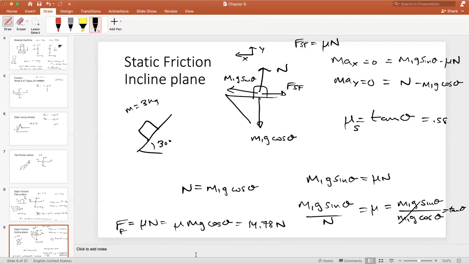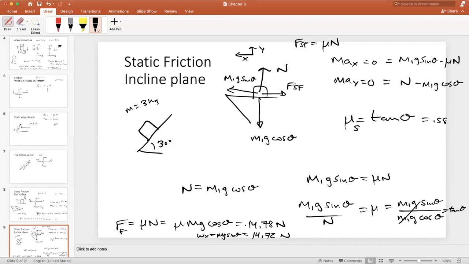So I think because I rounded mu up, those numbers aren't quite the same, but I get that the weight in the x, which is mg sine theta, is 14.72-ish. They should be exactly the same though, because the thing's not moving. Static friction is keeping the block from sliding. And this is only true if it's just about to slide, right?